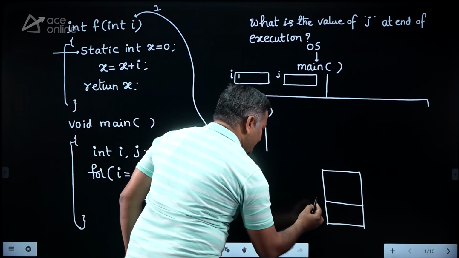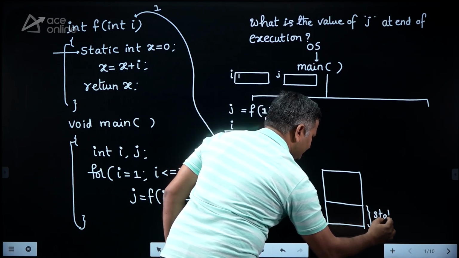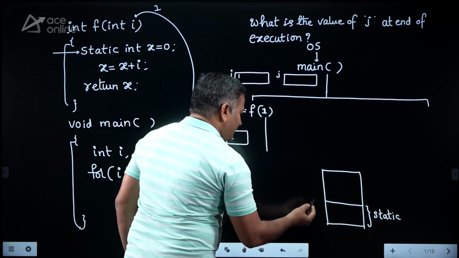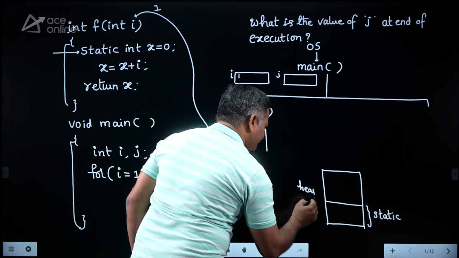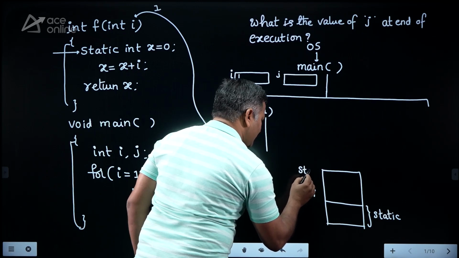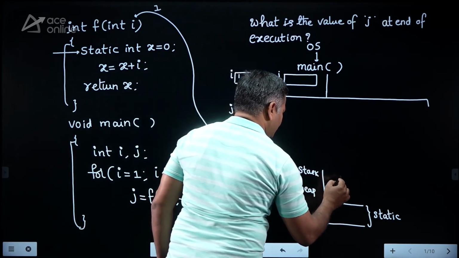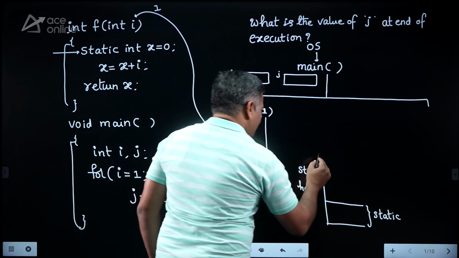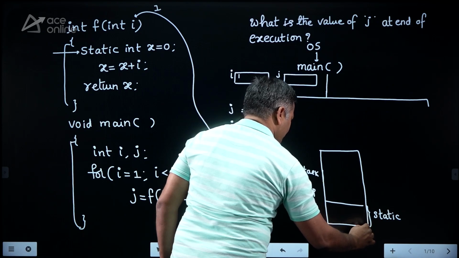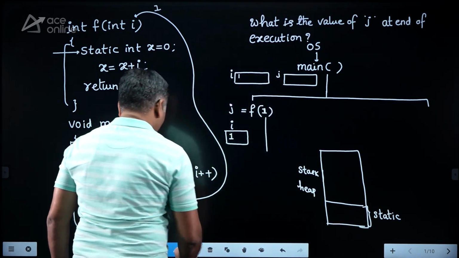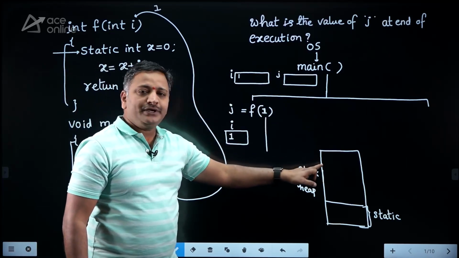As I mentioned, there are 3 types of sections here. The bottom section we are calling static memory. On top of that static memory, we have 2 more sections. One is called heap, and another one is called stack. Clear friends? So whenever the operating system is calling the main function, that main will be loaded into the stack memory.